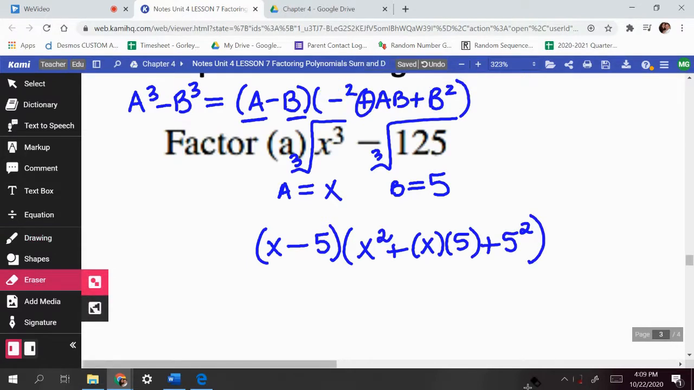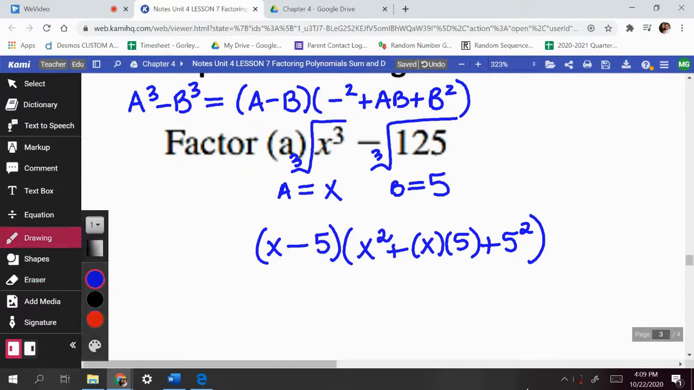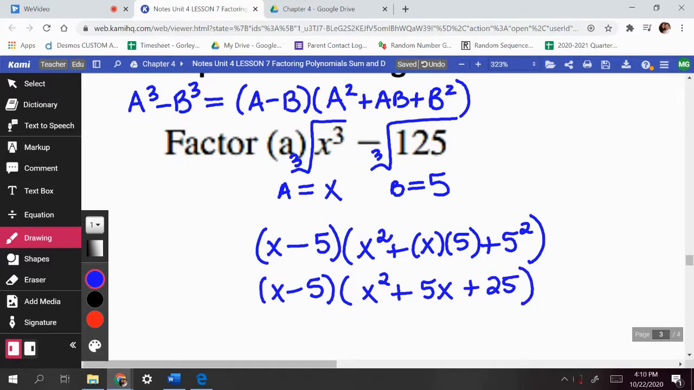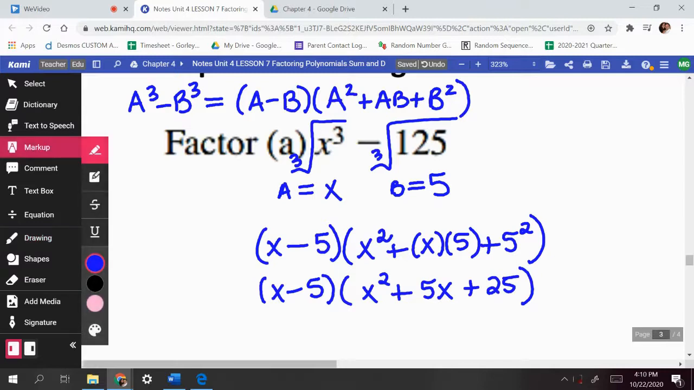Okay, so I'm just using my rule and replacing everywhere I see a, I replace it with x, and everywhere I see b, we replace it with 5. And you can see why the substitution practice at the beginning of the year was so helpful. It's because we're using substitution throughout the year. Okay, x squared is x squared. X times 5 is going to be 5x, and then 5 squared is 25. Excellent. Okay, then I have to look inside each parenthesis and ask myself, can I factor it more?